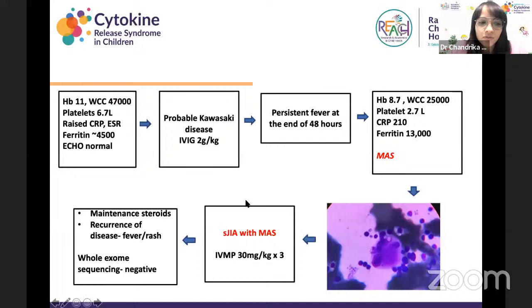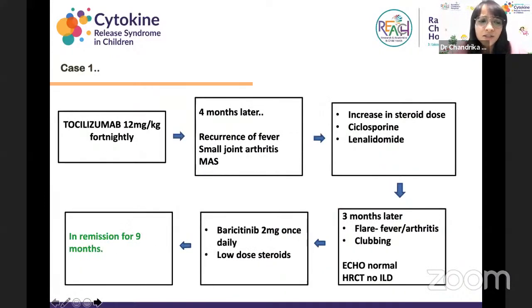But when we moved on to maintenance steroids and methotrexate, which is what we started her on initially, she had a recurrence of disease. We were unable to go below 2 milligram per kilo of steroids, and she flared again with fever and rash. Now, considering the past history of recurrent fever and rash, we thought of other autoinflammatory diseases as well and sent her genetics, but it did not pick up any mutation of significance. So at this point, because of persistent disease activity, we started her on tocilizumab, which seemed to hold her disease for the first few months. But later on, she again presented with unremitting fever.